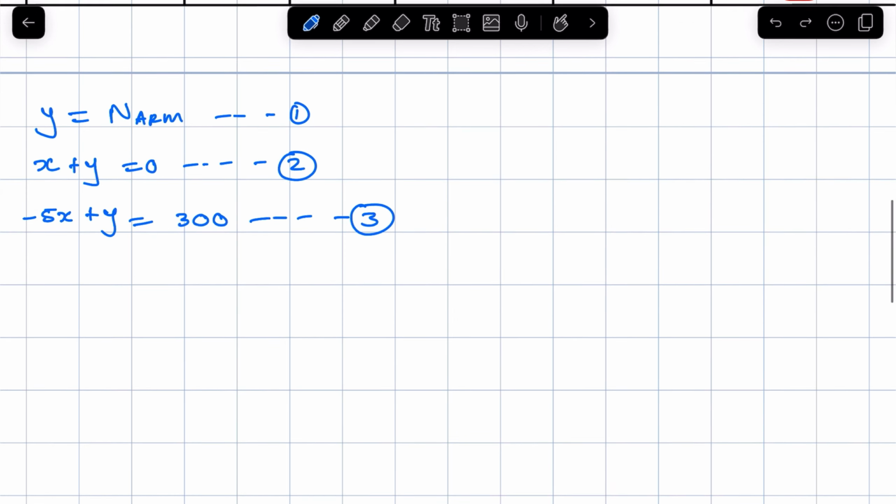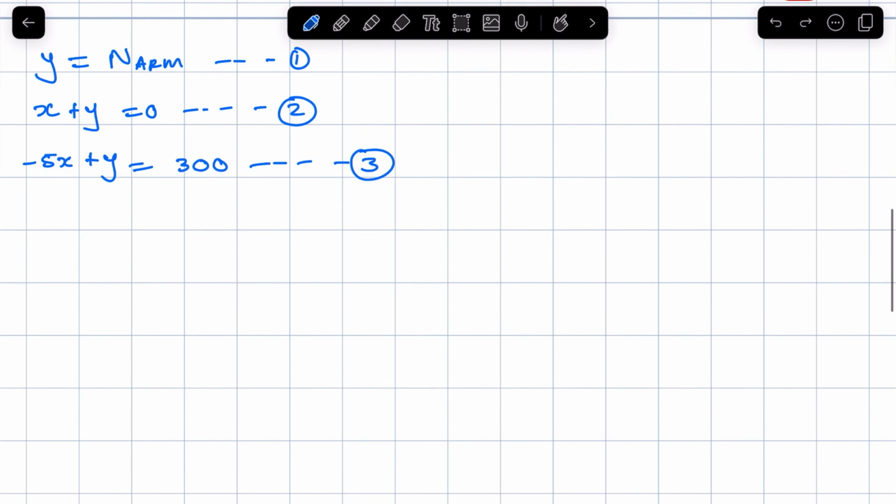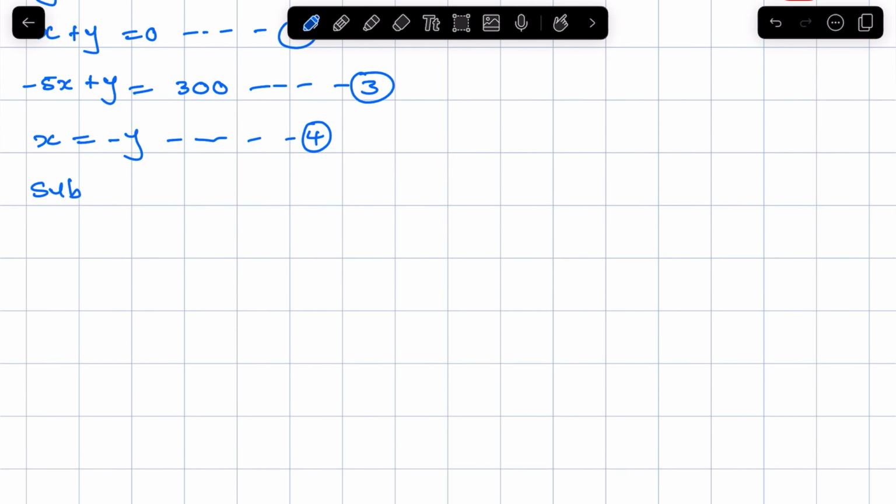Now the easiest way to do that is if from equations 2 and 3, we express x in terms of y, so that in one of these equations we can only have y as the only unknown, right? So let's take equation 2 and express x in terms of y. So we're going to have x is equal to, then you transpose y, negative y, take that as the fourth equation. So now you're going to substitute the fourth equation into the third equation, right?